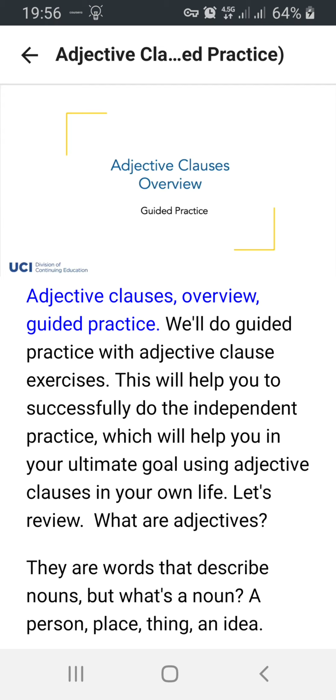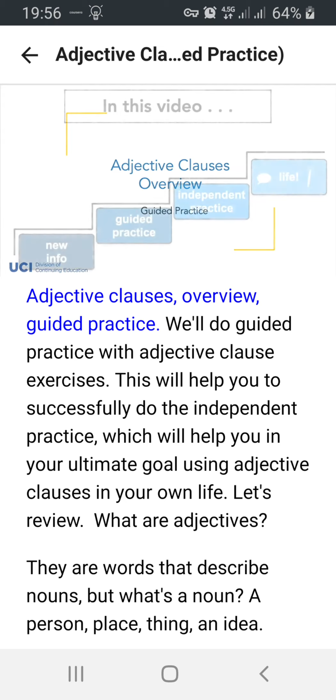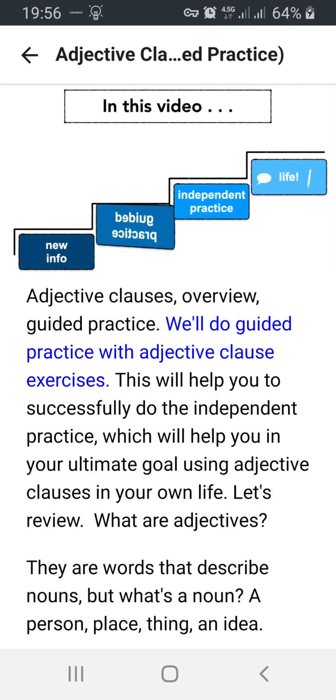Adjective Clauses Overview, Guided Practice. We'll do guided practice with adjective clause exercises. This will help you to successfully do the independent practice, which will help you in your ultimate goal, using adjective clauses in your own life.